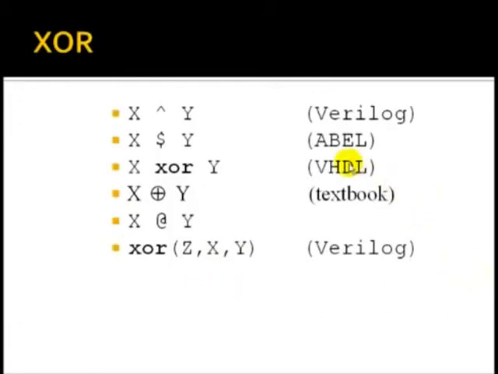Here are some other symbols used for exclusive OR. In ABEL, the $ sign is used to indicate exclusive OR. Textbooks will sometimes use the plus sign with a circle around it for exclusive OR. Sometimes an @ symbol is used, and as we've seen, there's the XOR function in Verilog.